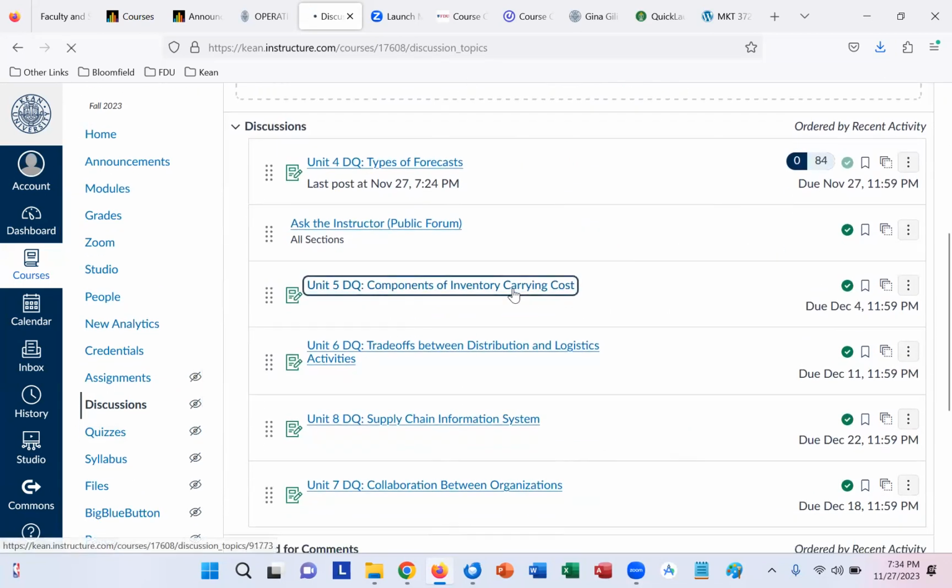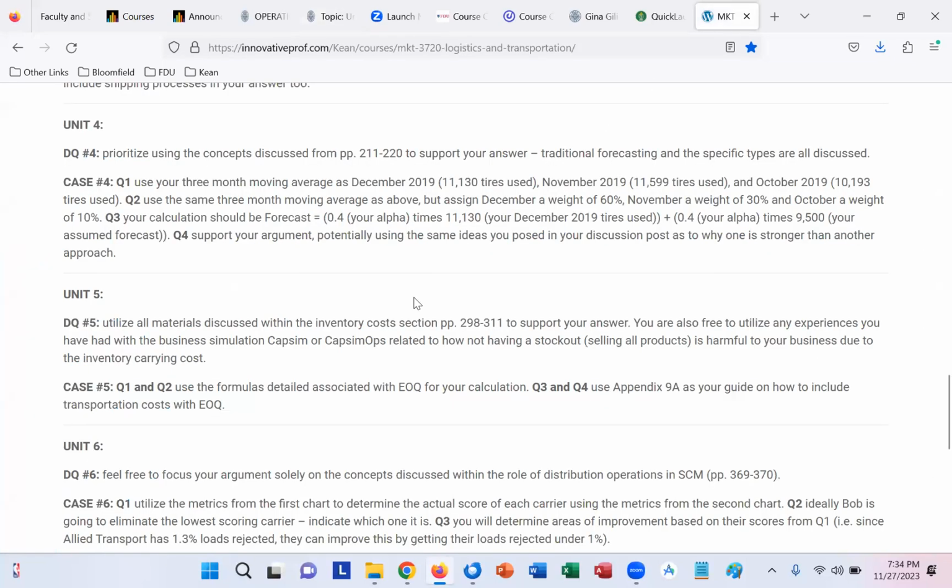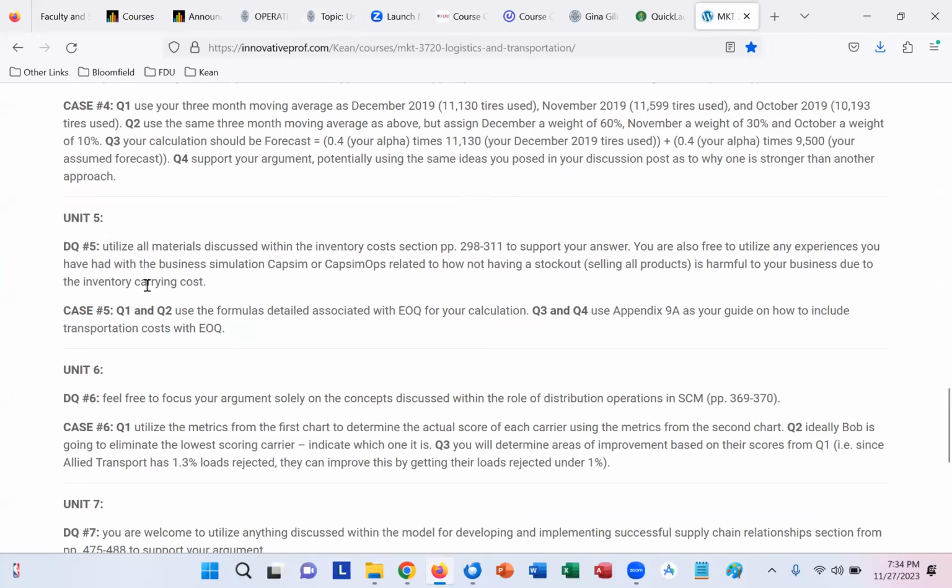So for this upcoming week, Unit 5, our question is, what are the major components of inventory carrying cost? And how would you measure capital cost for making inventory policy decisions? You'll notice on the course blog here, I recommend that you utilize all the materials discussed within the inventory cost section, which runs pages 298 through 311 in your textbook to support your answer.